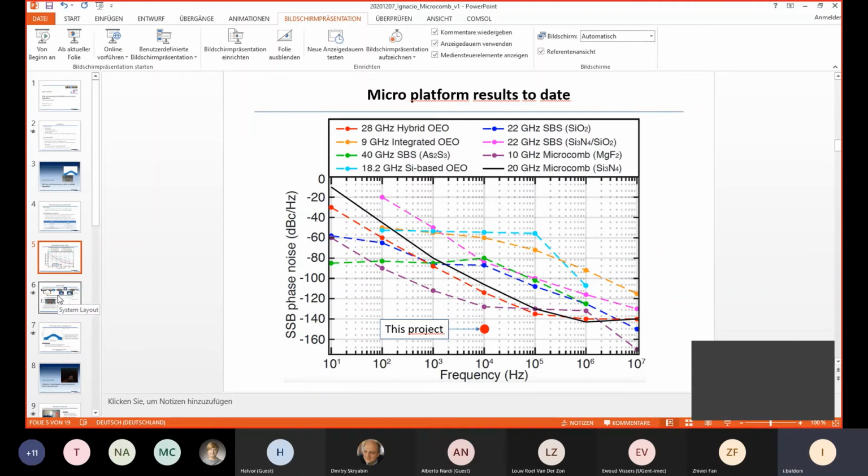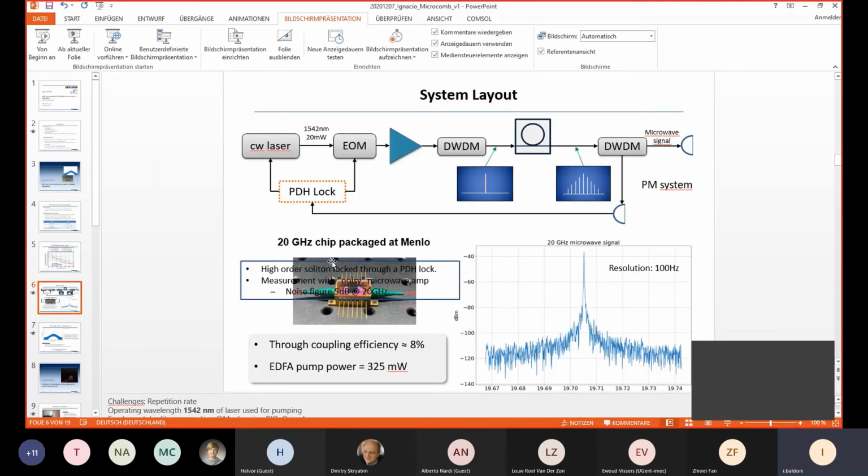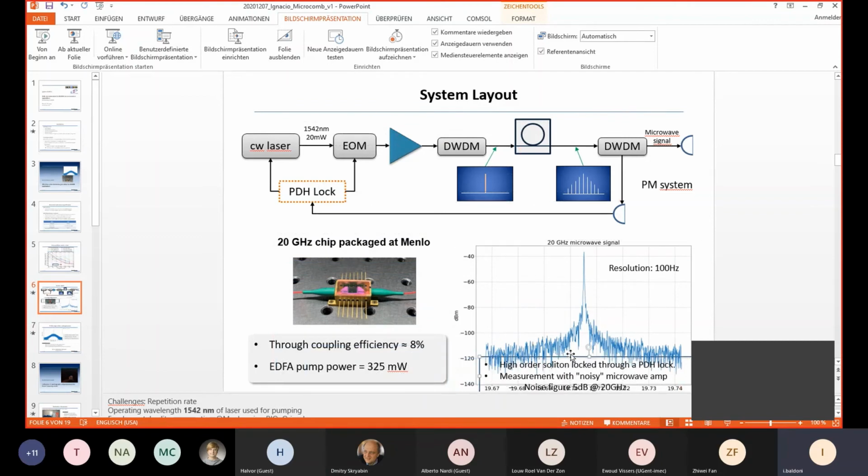So the system layout. Okay, the system layout. I made a short scheme here of what it is about. We have a CW laser, which is chip-based, which will pump at a 1542 nanometer wavelength. This is the usual telecommunications wavelength. It will go through an EDFA, and it will pump into a microresonator in order to generate a solitonic comb.